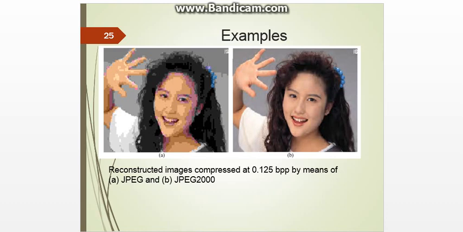To improve the performance of transmitted compressed images over error prone channels, error resilient tools are included in the standard. Now, as shown in this slide, we can see the difference between the image which is compressed at 0.125 bits per pixel by means of JPEG and by means of JPEG 2000. In case of JPEG 2000, we get the clearer image as shown in this slide.